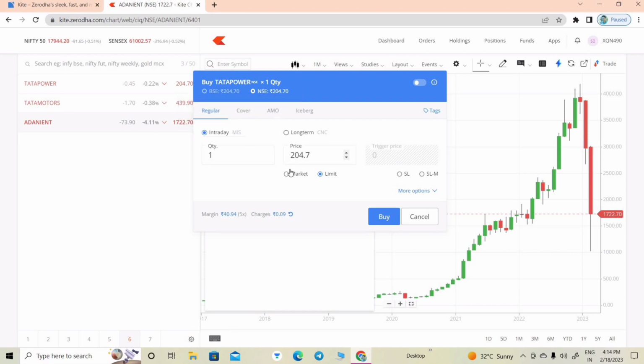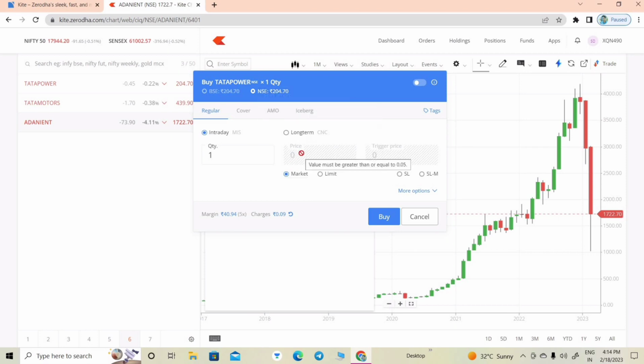We can see in the bottom there is a market order and limit order. In the market order option, the price tab is not accessible for the user, because it shows that at the market price we can buy and sell something. That basically means the order is executed at the current price. In this case the current price is 204.70 and it is executed at that price.